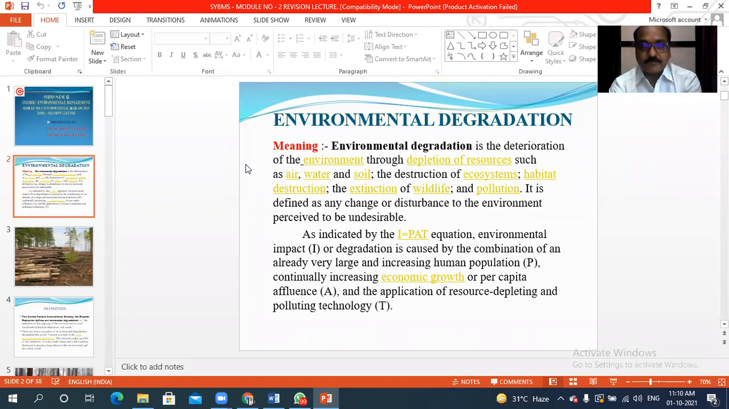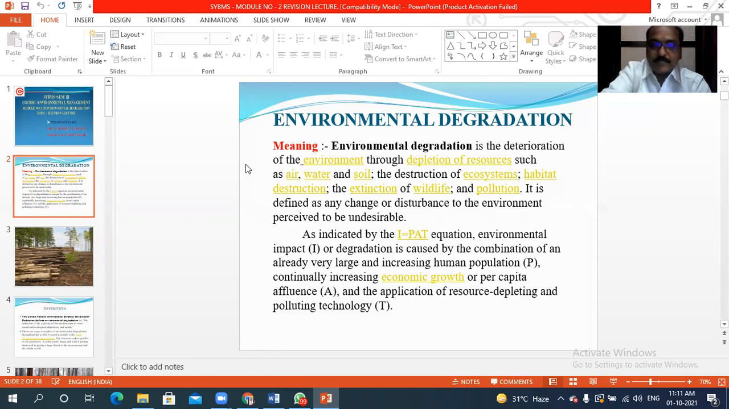which we can calculate with the help of a simple formula, that is I = PAT. Here, dear students, I means environmental impact, P means human population, A means our economic growth, our per capita income and its influence, and T means the technology which we are using in the production system. With the help of that formula, we can find how much the environment is degraded.